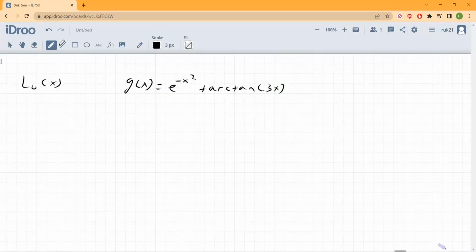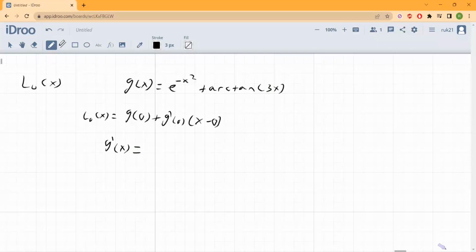So what are we going to do? Well, the first thing we need to do is find the derivative for g of x. Because again, if you remember, the linearization L0(x) is going to equal g at 0 plus g prime at 0 times (x minus 0). So again, let's find g prime first, then we can find g prime at 0.